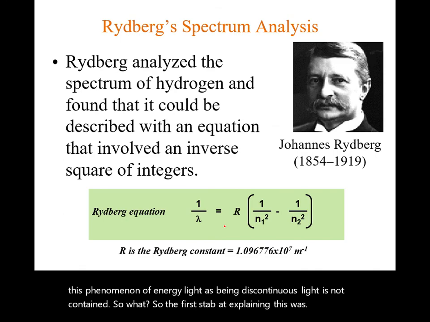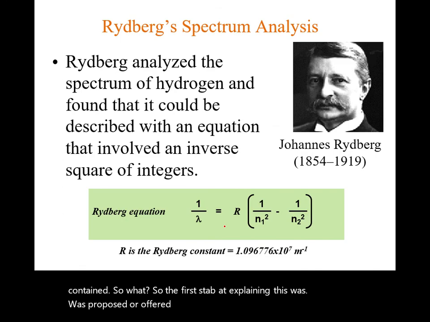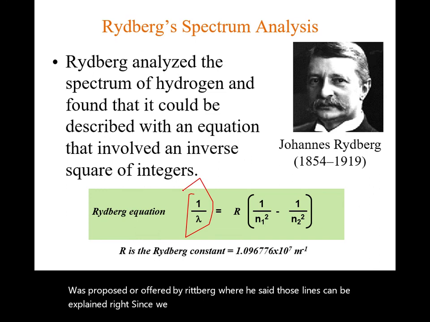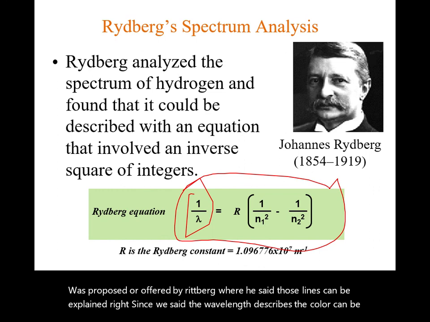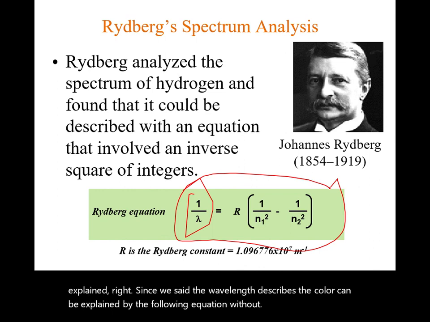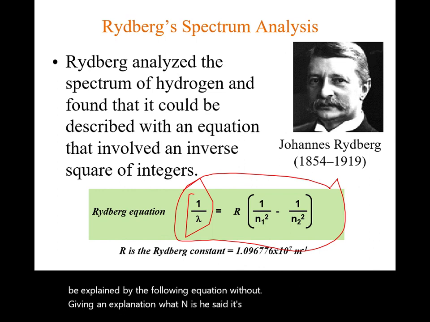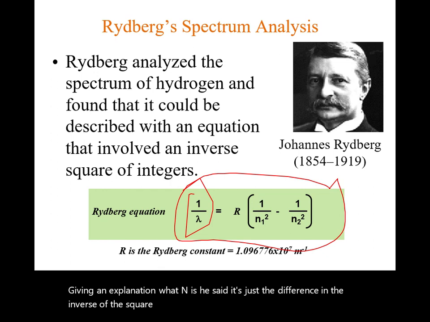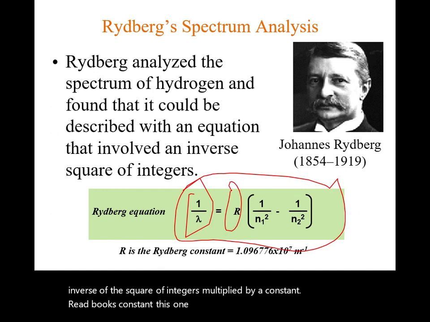So the first stab at explaining this was offered by Rydberg, where he said those lines can be explained, since we said the wavelength describes the color, by the following equation without giving an explanation of what n is. He said it's just the difference in the inverse of the square of integers multiplied by a constant, Rydberg's constant, this one right there. And he was able to account for all the lines in the hydrogen spectrum.